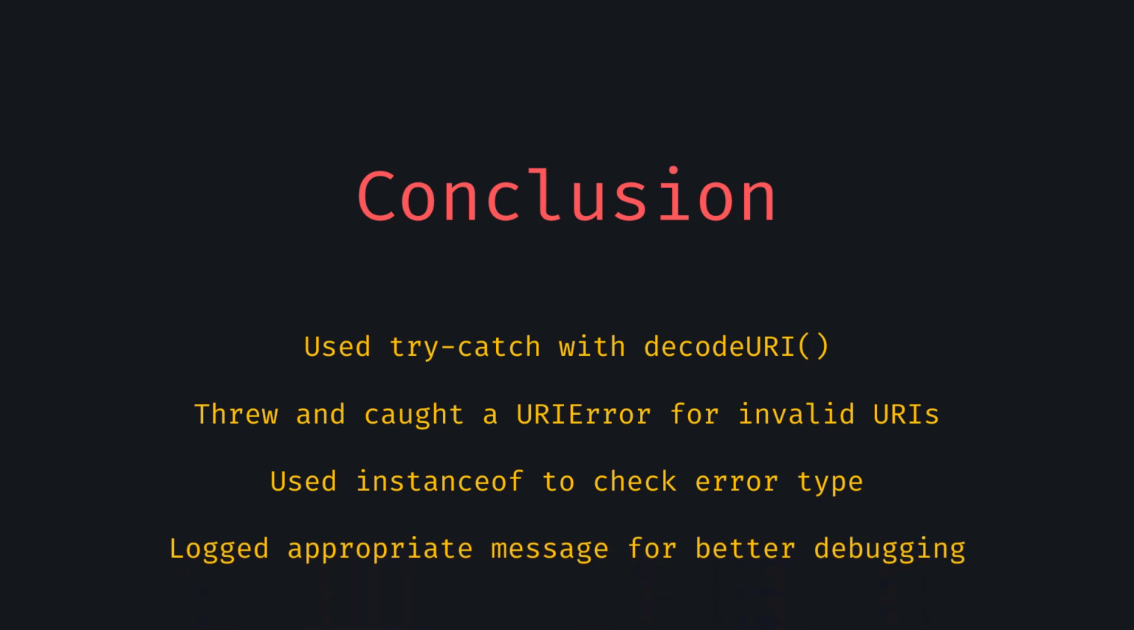To wrap up, we've built a safe URI decoder using try-catch. We've handled malformed inputs using URIError detection. This helps avoid crashes and gives the user or developer helpful feedback. Try using this in your own projects to make your code more resilient.